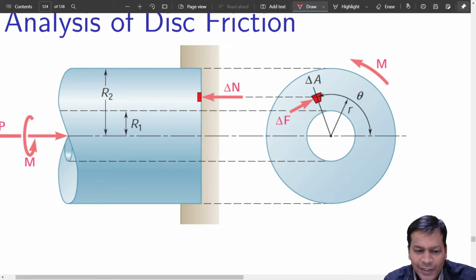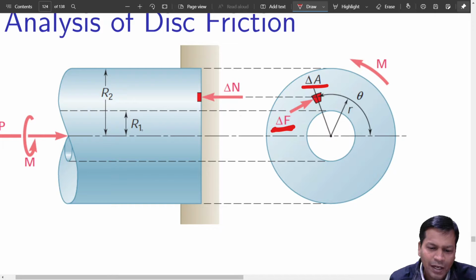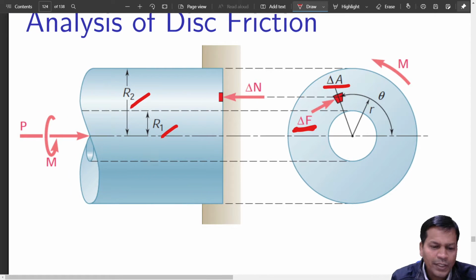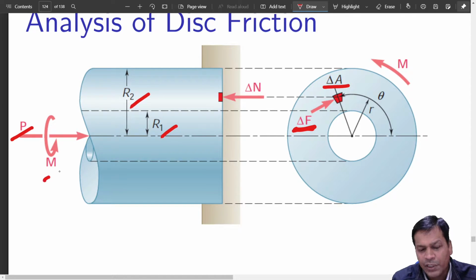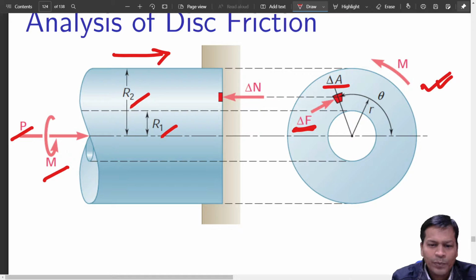On that you see a small elemental force that comes, because the normal reaction is evenly distributed throughout this surface area in contact, is it not? It depends on the area how it is distributed. So let us say a small elemental area delta A sees a force delta F. Inner radius is R1, outer radius is R2. P is the thrust that is coming on, M is the moment that is trying to drive this. So this is one view. If you look from this side, it is something like this. Hope you got it.